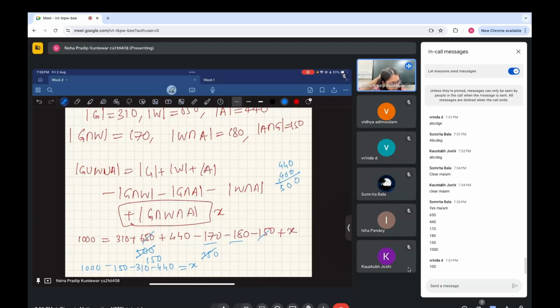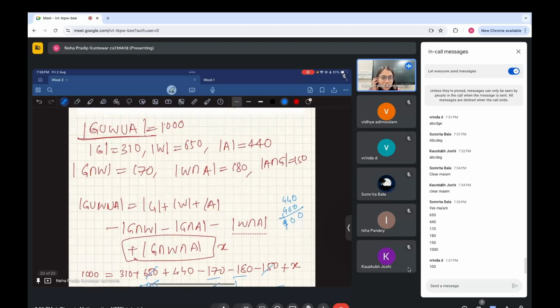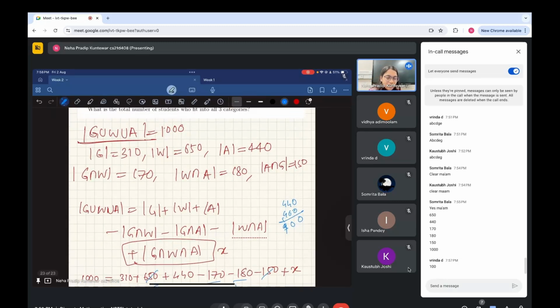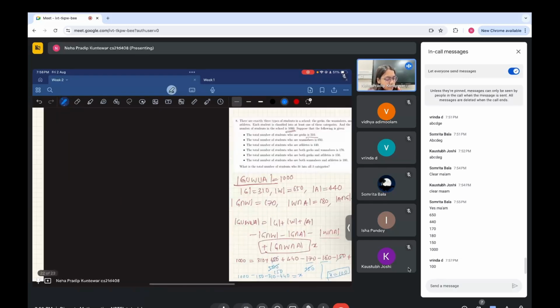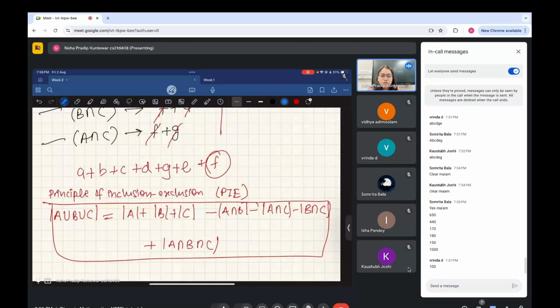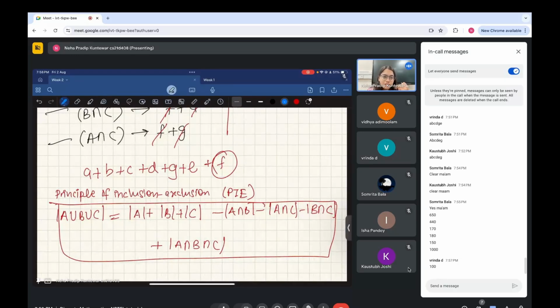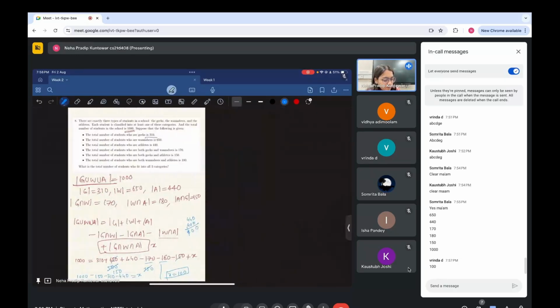Okay, I think this is also what you have written in the chat. So the number of athletes, geeks and wannabes in the school is 100, and the key idea that we used here is the principle of inclusion-exclusion, where we added and subtracted the sets appropriately.